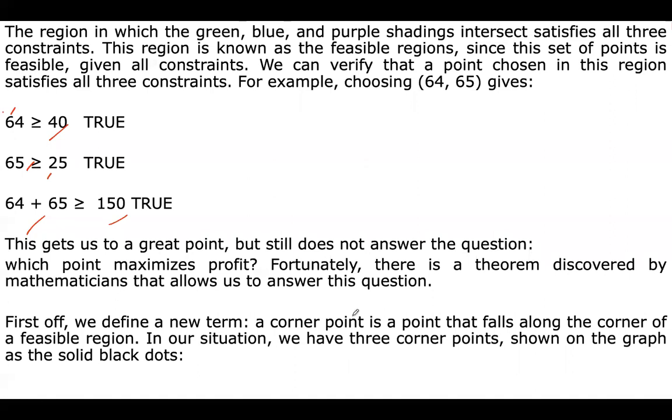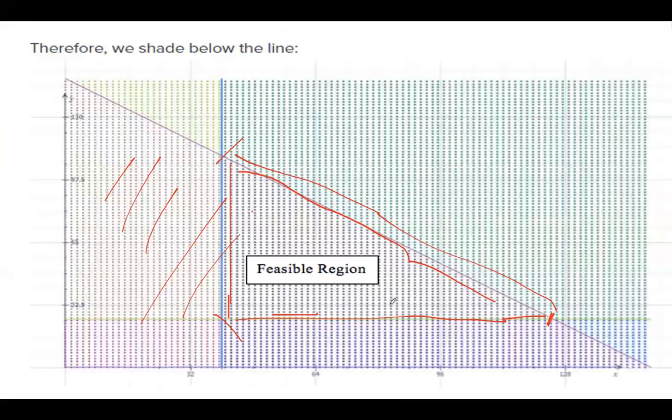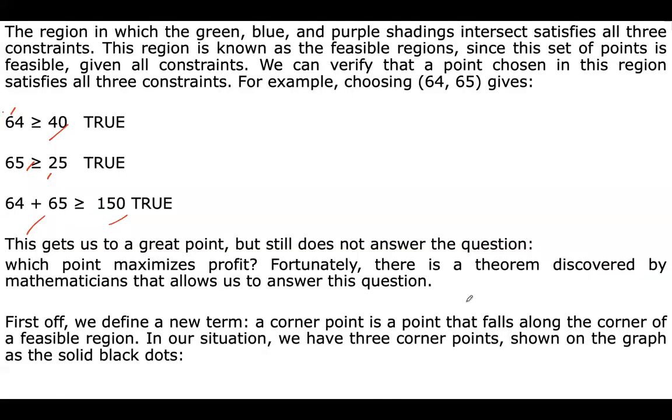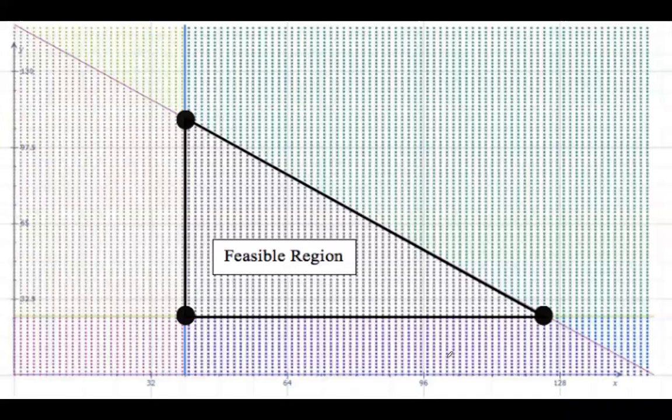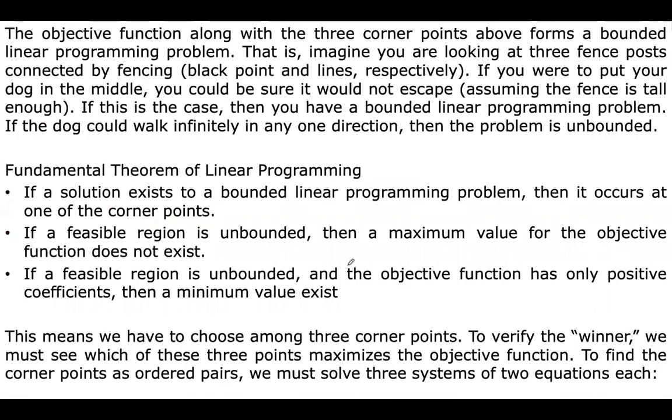Okay, this gets us to the corner points, but it still doesn't answer the question of which point maximizes profit. Fortunately, there's a theorem discovered by a mathematician that allows us to answer the question. First of all, we define a new term, a corner point. A corner point is a point that falls along the corners of a feasible region. In our situation, we have three corner points, right? These three are the corner points of our feasible area, shown on the graph as solid black dots. You can see it more clearly in this slide. Okay, so these are our corner points, and this is our feasible area, which satisfies all the equations.